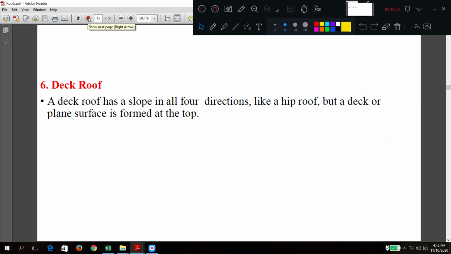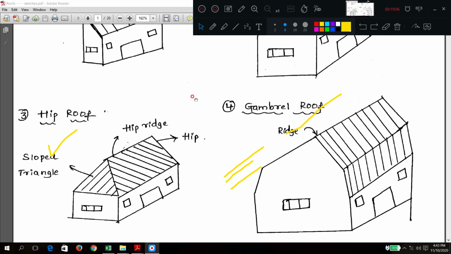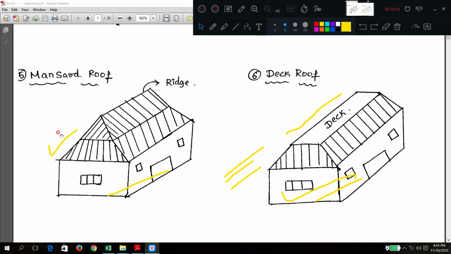Okay. So deck roof, it has a top that is almost flat. I will just show this diagram first. In this diagram, I can show you all the schematic line diagrams. What is this? Lean-to roof, one side slope. Gable roof, two side slopes. This line is called the ridge. Hip roof, gambrel roof. Mansard roof. This one we are going to discuss, no?